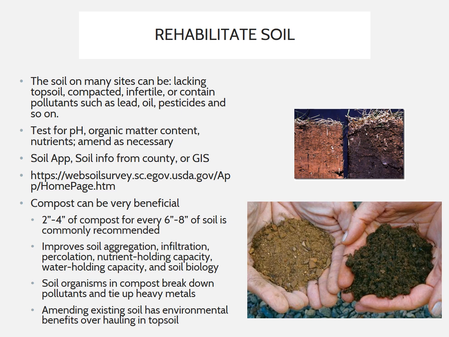Two to four inches of compost for every six to eight inches of soil is commonly recommended. By adding compost, you can improve your soil aggregation, infiltration, percolation, nutrient holding capacity, water holding capacity, and soil biology. So you're improving a lot just by adding compost. Soil organisms in compost break down pollutants and tie up heavy metals. Amending existing soil has environmental benefits over hauling in topsoil. There are also those soil pyramid charts, so you can figure out what kind of soil you have at home, which is really helpful.